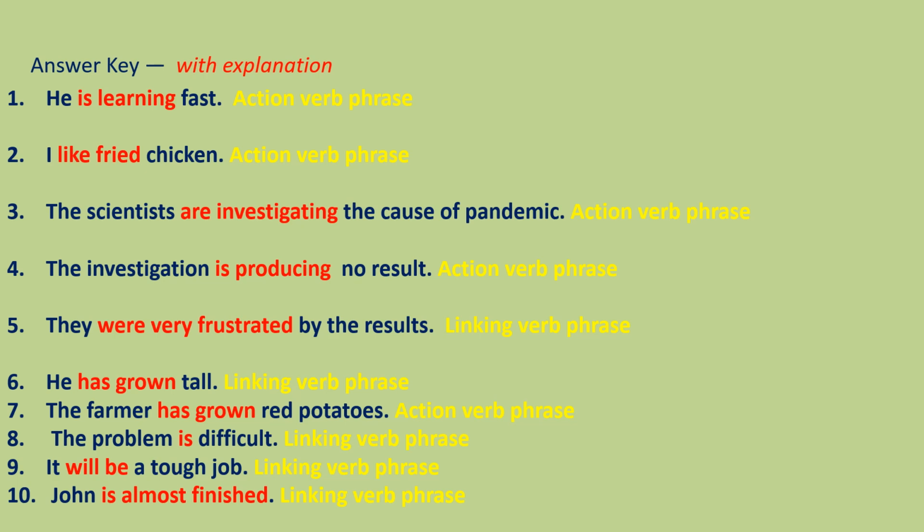Number 8. The problem is difficult. Difficult describes the problem, so this is a linking verb phrase. Number 9. It will be a tough job. A tough job describes the subject, so this is a linking verb phrase. Number 10. John is almost finished. Finished describes John's state, so this is a linking verb phrase.